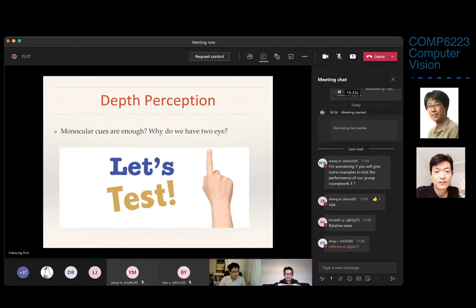I don't know. Was anyone successful with that? And now with two eyes, let's try it again. With two fingers, with two eyes, try to meet them together. Yeah, right. It's very easy. Make them meet together, right?